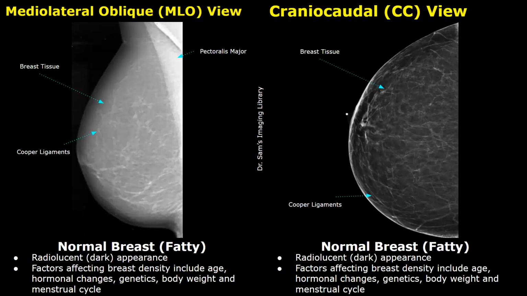These are images of a fatty breast, which means it is a low density breast. It will appear radiolucent or it will not appear very bright on mammography because most of its composition is fat. Fat appears radiolucent, that is dark, on mammography. Factors affecting breast density include age, hormonal changes, genetics, body weight, and menstrual cycle. Pathologies are much easier to locate in a fatty breast.